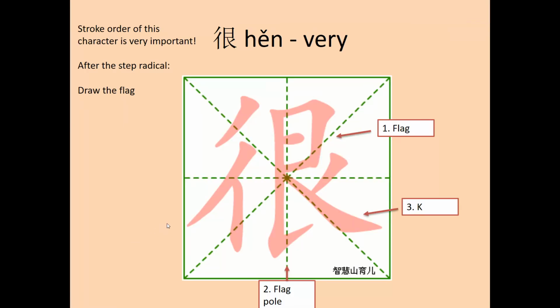The next character you have to trace is hen, and the stroke order of this is very important. The way I want you to fill it in is first you do the step radical, then you draw the three sides of the flag. So you do the outside of the flag, the inner line of the flag pole, and then the K.